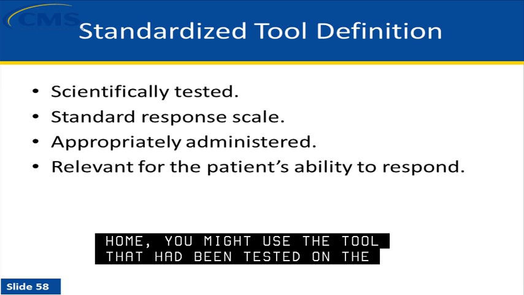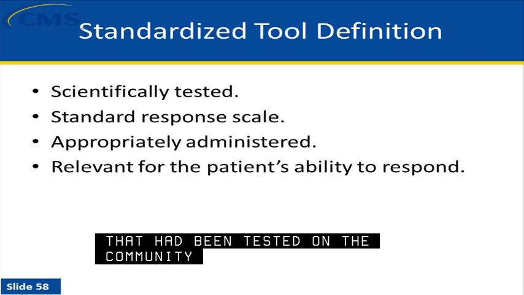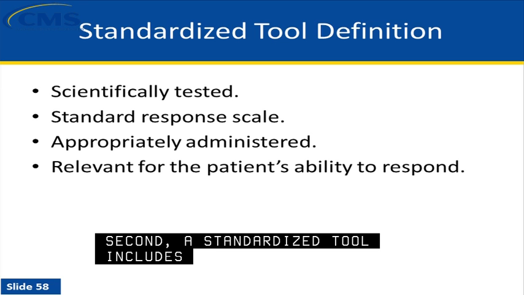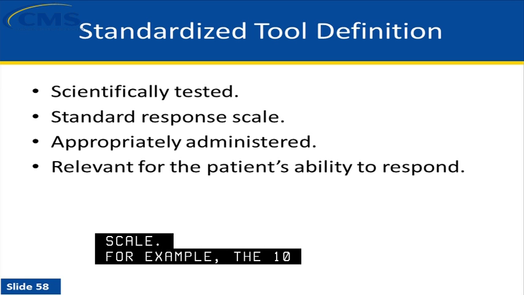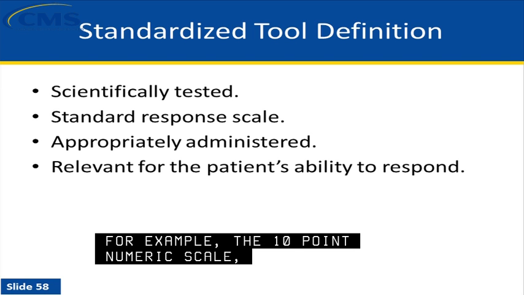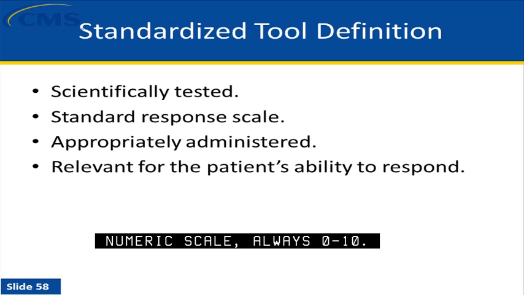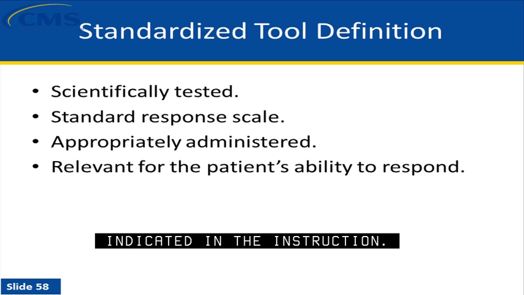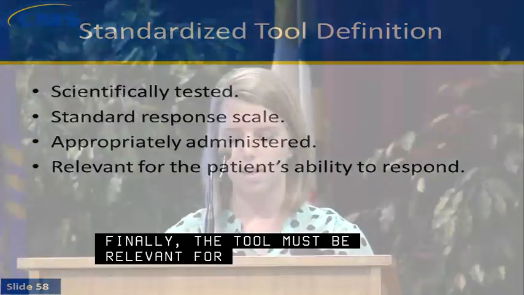Second, a standardized tool includes a standard response scale. So for example, with the 10-point numeric scale, patients always rate their pain from 0 to 10. Third, the standardized tool must be appropriately administered as indicated in the instructions. Finally, the tool must be relevant for the patient's ability to respond. Those of you who are familiar with the OASIS will probably recognize the definition of standardized tool that I just presented here.